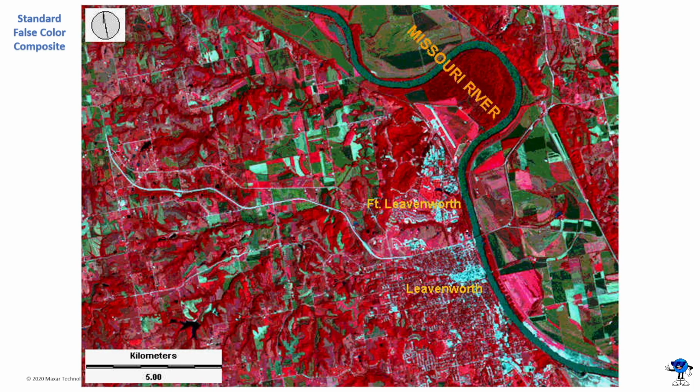Standard false color composite. This image consists of green, red, and near-infrared light portrayed in a false color manner. Active vegetation appears red or pink, bare soil and fallow fields are green, and urban structures are bluish white. Clean water bodies appear black, whereas the Missouri River displays a green-brown color.